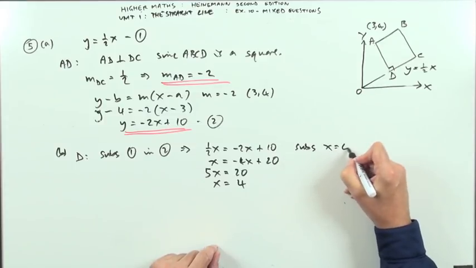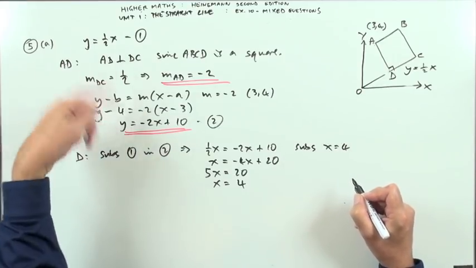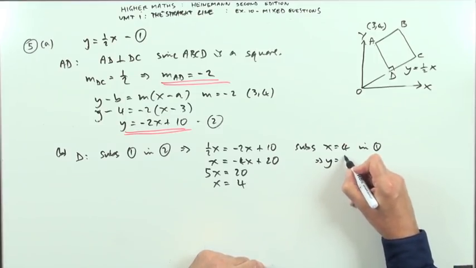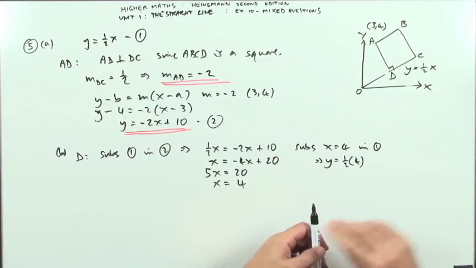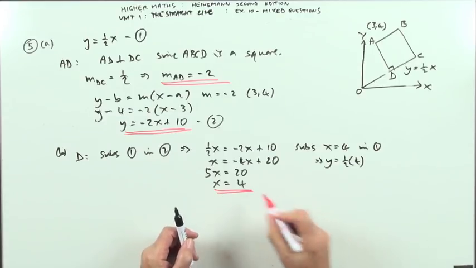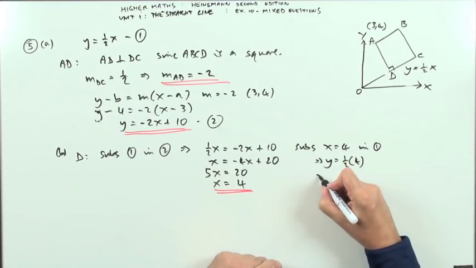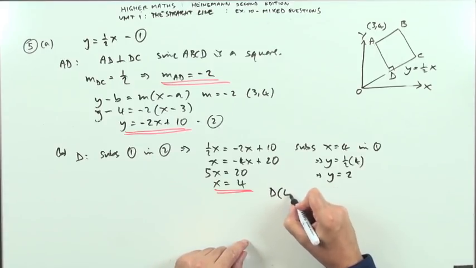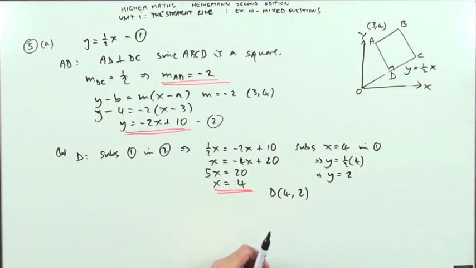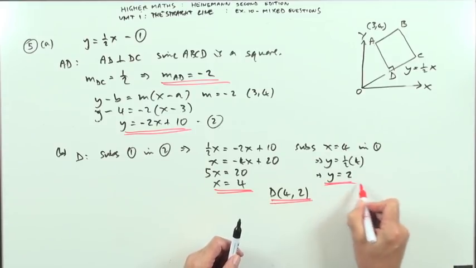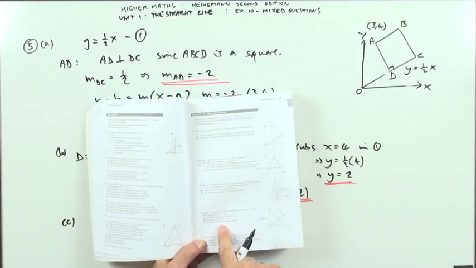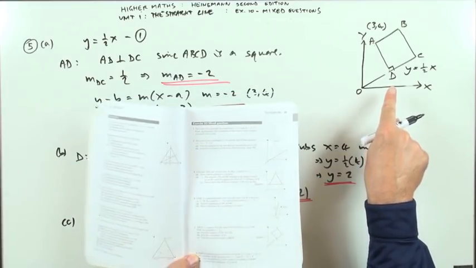So substitute x equals 4 into whichever's more convenient, which will be number 1. In which case it's going to read y equals a half of 4. I should underline that just now. Which means y equals 2. So D is the point 4, 2. And then the third question was, find the area of that square ABCD.